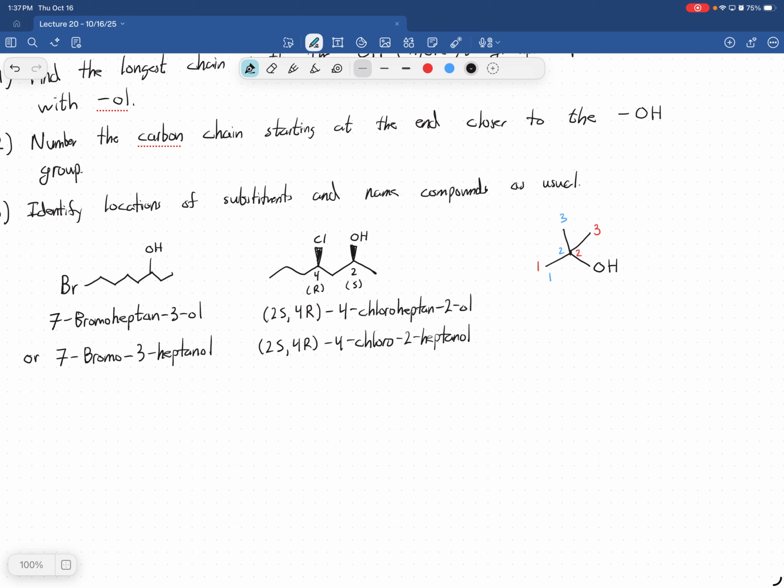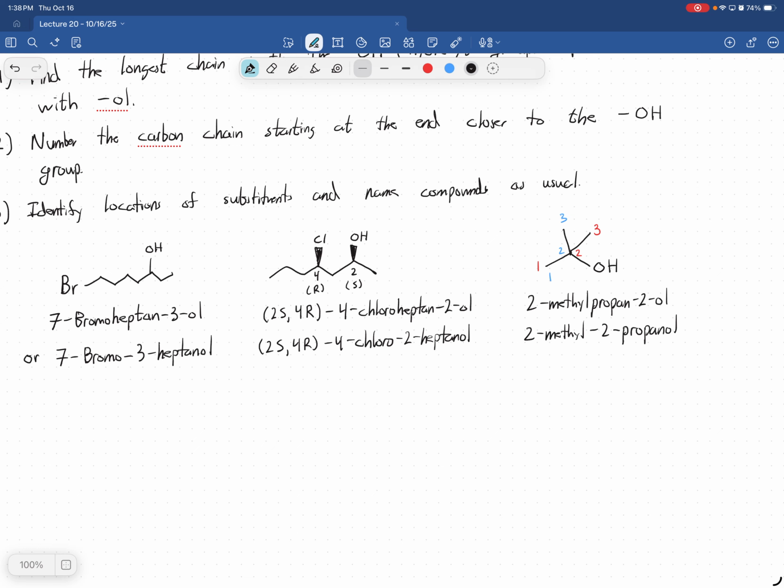All right. Well, there's 3 carbons there, right? Where's the OH? What number is the OH at? 2. All right, do we have another substituent there? Yeah, the methyl. So let's write 2-methylpropan-2-ol. Then 2-methylpropanol.